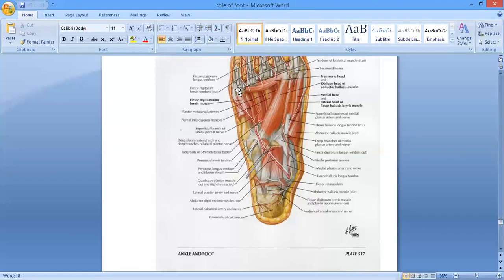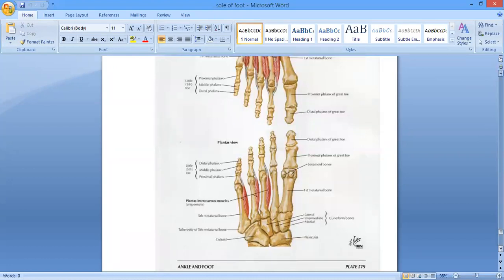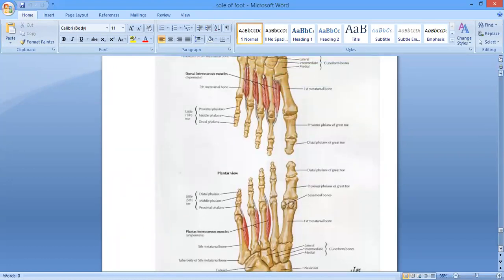Is it clear? Okay. Now we'll talk about the fourth layer of the foot. In the fourth layer of the foot, we have got the interossei. ठीक है? We have got the interossei muscles, which are 4 dorsal interossei and 3 plantar interossei. So interossei are about 7 in number, right? So the fourth layer of the foot consists of the 7 interossei. 4 are the dorsal interossei and 3 are the plantar interossei. Now first of all, we talk about the dorsal interossei.